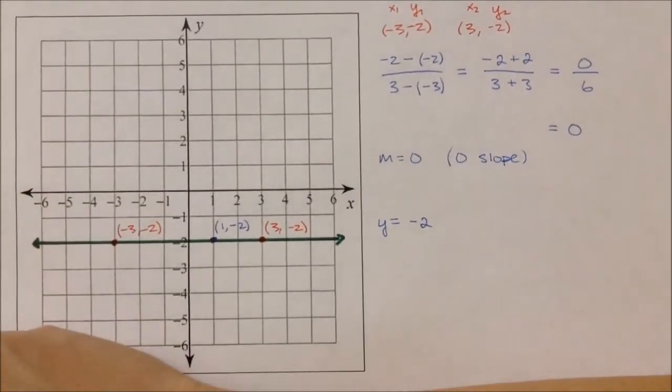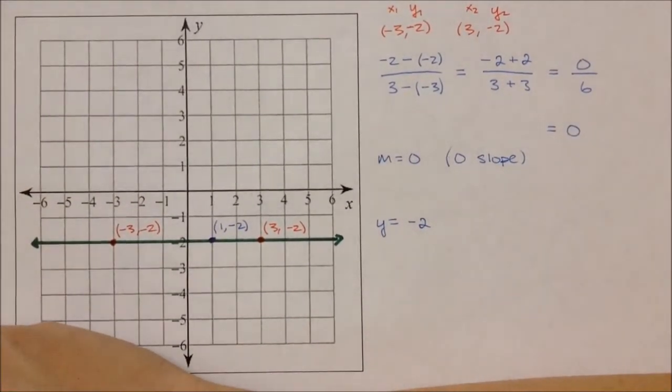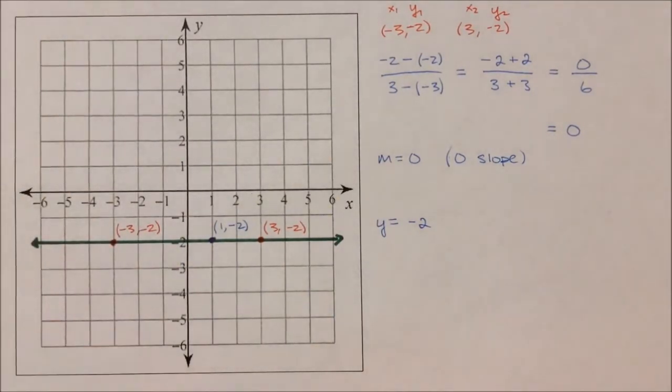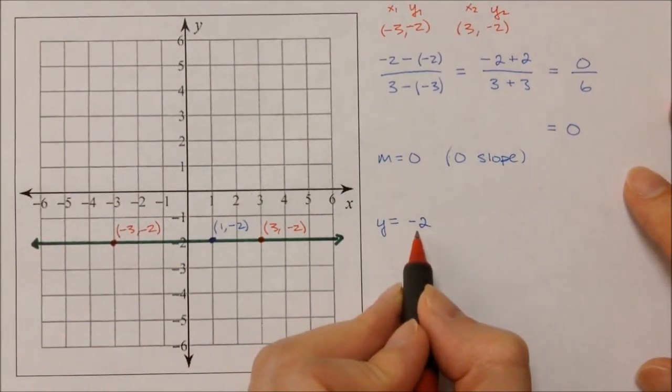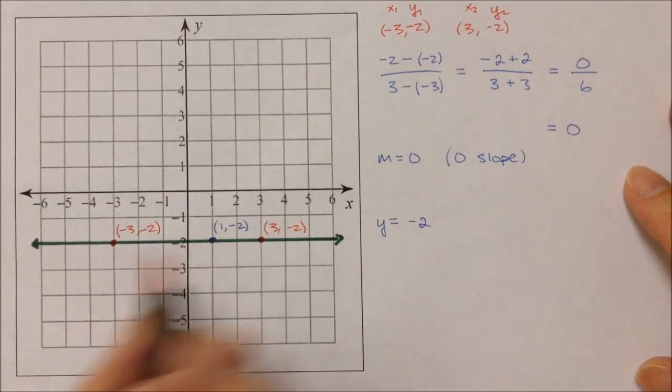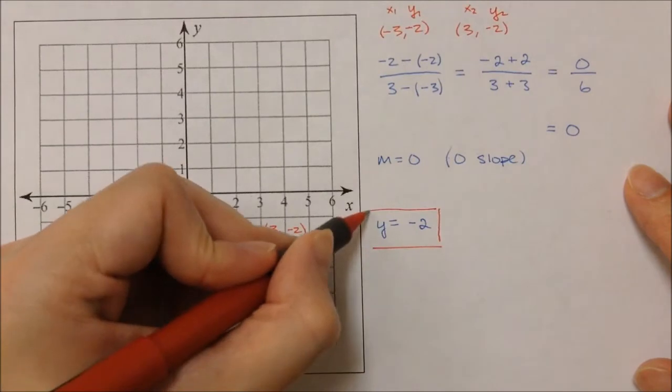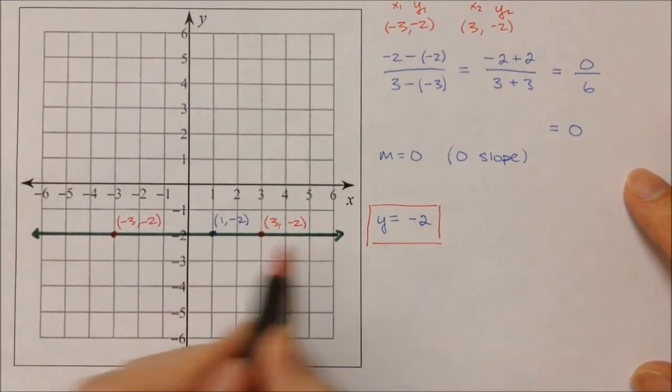So simply when it's a horizontal line and it goes through the y-axis, we're going to start with y and set it equal to -2. Again, I said it equals -2 because it went through -2. So this is our equation for this special unique function for this graph.